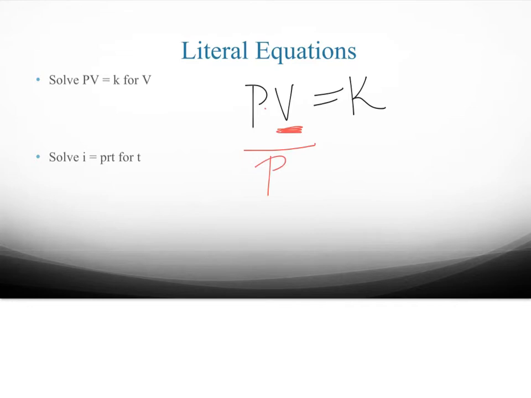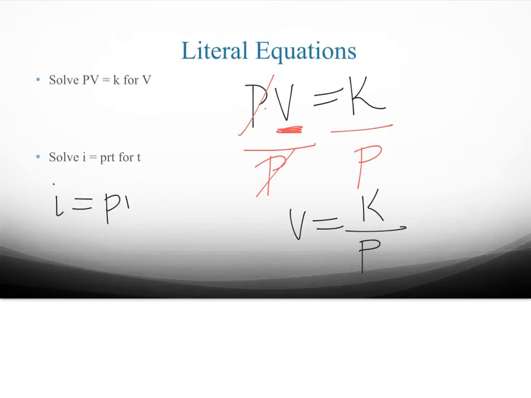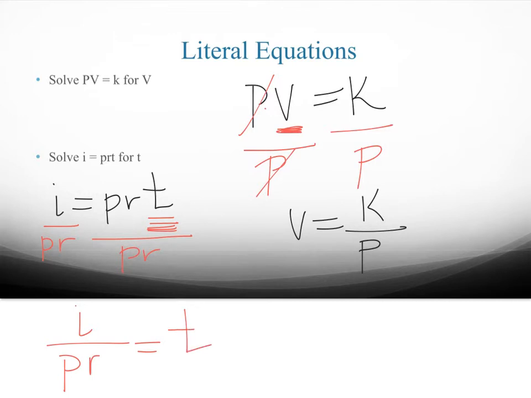So if I divide by P, then those P's will go away, and we end up with V is equal to K over P. The hardest part about this is being okay with the fact that you're not going to have a number as an answer. Let's look at the other example. I is equal to P R T. If T is the variable that I want, I got to get rid of the P and the R. Again, we've got multiplication going on. So if we divide by PR, then we're going to end up with I divided by PR is equal to T.